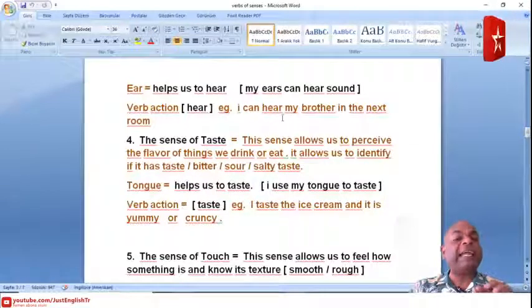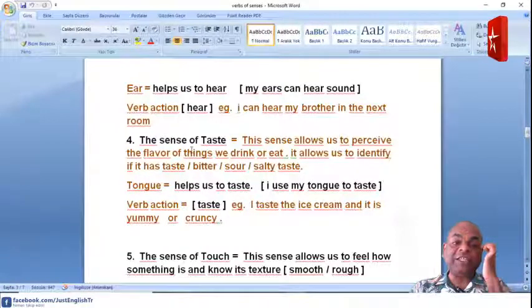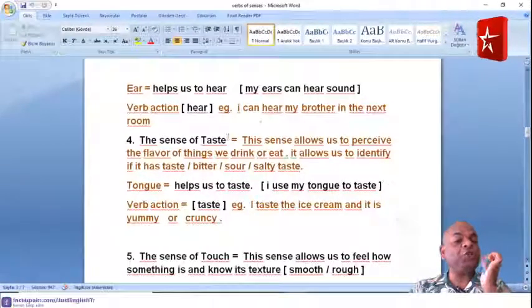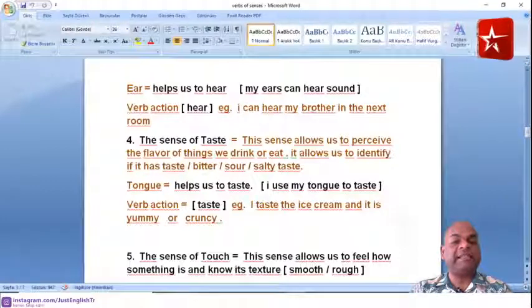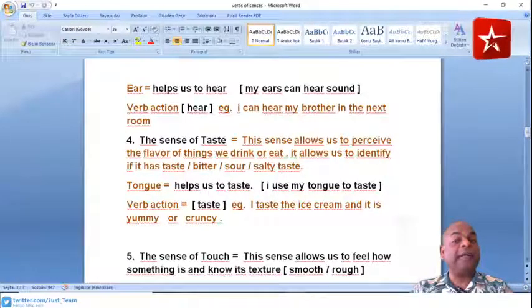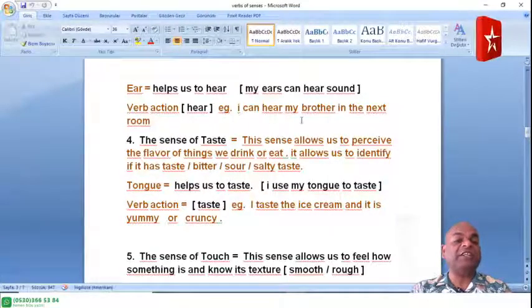Verb actions here. Example: I can hear my brother in the next room. Now here, students, tell me, which is your verb action in this sentence? I can hear my brother in the next room. Which is the verb action here, guys? I need to know that.